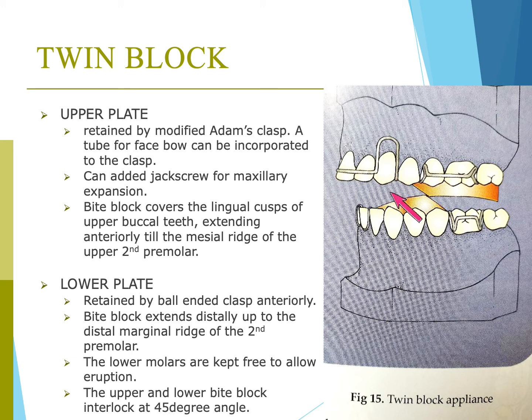And then the upper and lower bite blocks interlock at a 45-degree angle. So when the upper plate and the lower plate of the twin block are used together, the patient needs to move the mandible forward so that the inclined planes will engage together, and then the mandible will posture anteriorly.